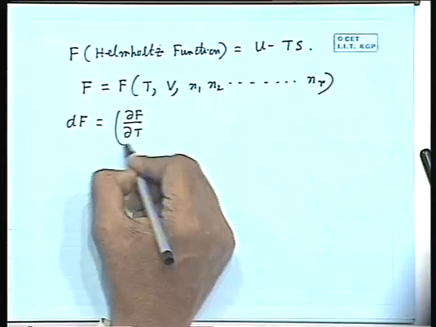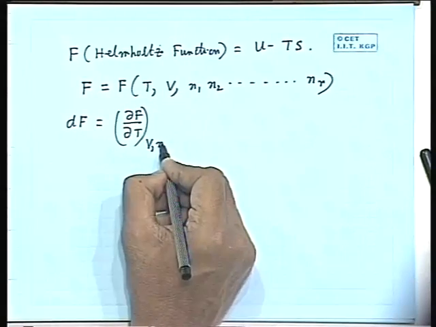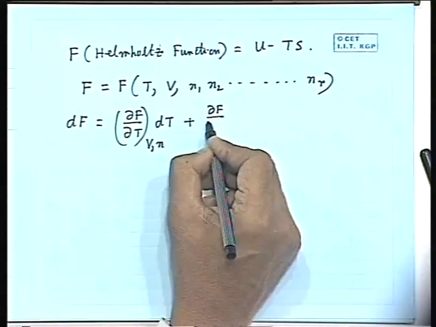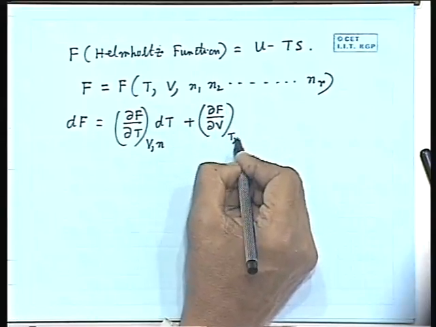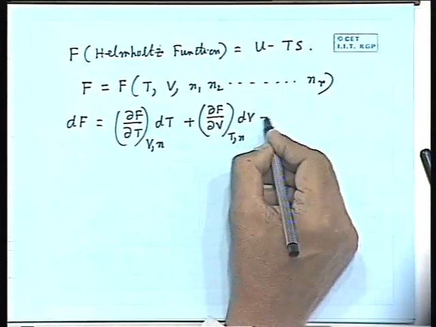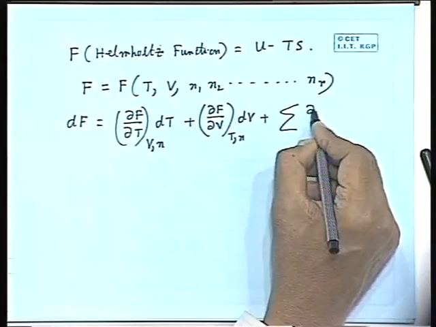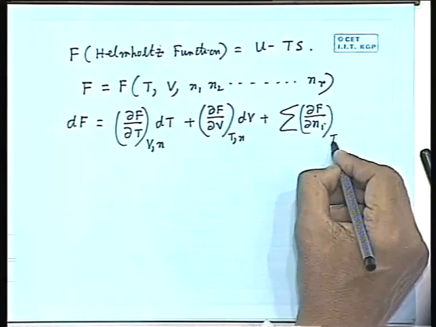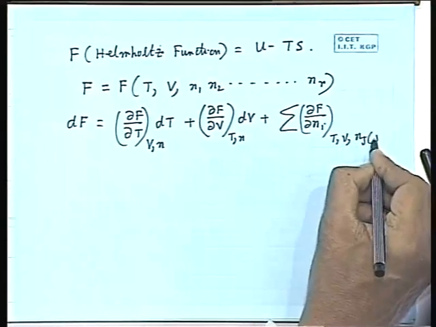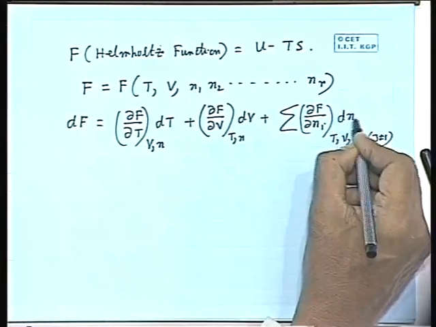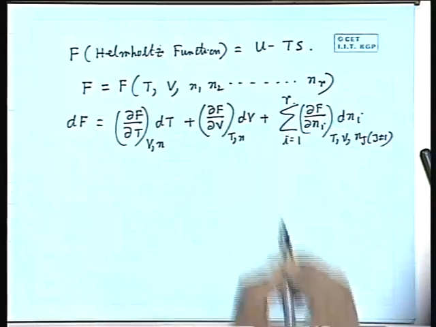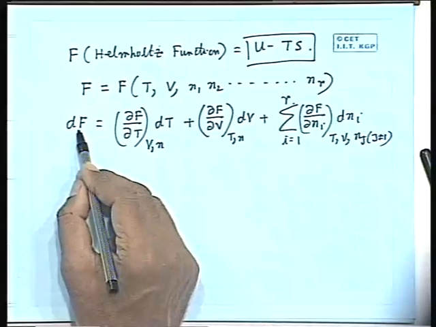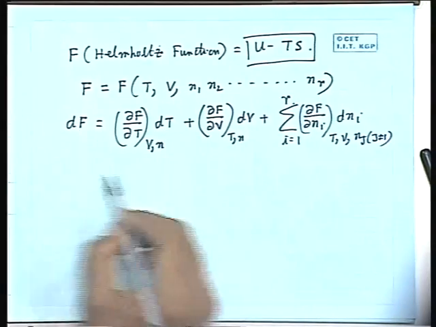dF is del F del T at constant V and N dT, plus del F del V at constant T and N dV, plus again the same thing, the sum of del F del Ni, that means the mole of the ith component, at T, V and Nj, j not equal to i, dNi, and this summation is for all the components 1 to R. Again from this relationship we can express the differential dF in terms of dT and dV. How? Let us see here.